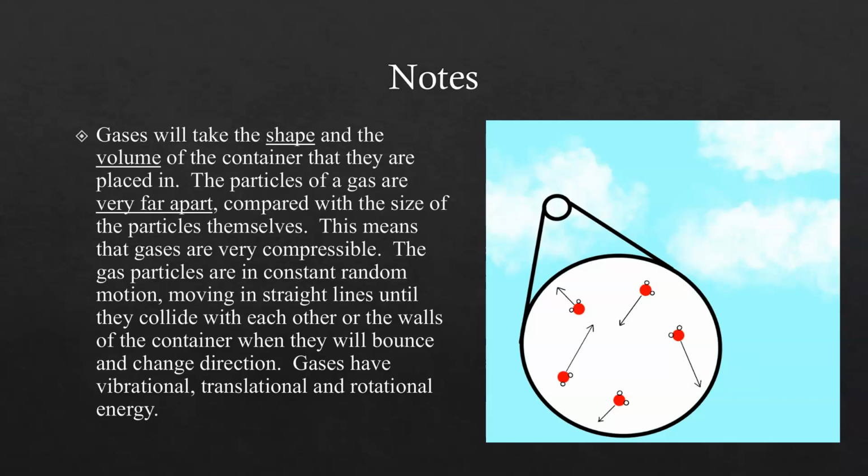Gases will take the shape and the volume of the container that they are placed in. The particles of a gas are very far apart compared with the size of the particles themselves. This means that gases are very compressible. The gas particles are in constant random motion, moving in straight lines until they collide with each other or the walls of the container, wherein they will bounce and change direction. Gases have vibrational, translational, and rotational energy.